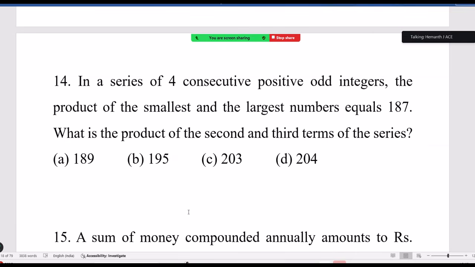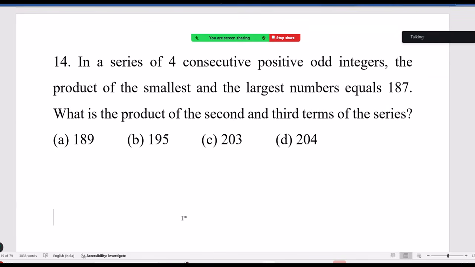Now what about this 14th question? In a series of 4 consecutive positive odd integers, for example, if we start with 13: 13, 15, 17, 19. Among those, the product of the smallest and largest equals 187. What is the product of the second and third one? Not summation, it's about product.